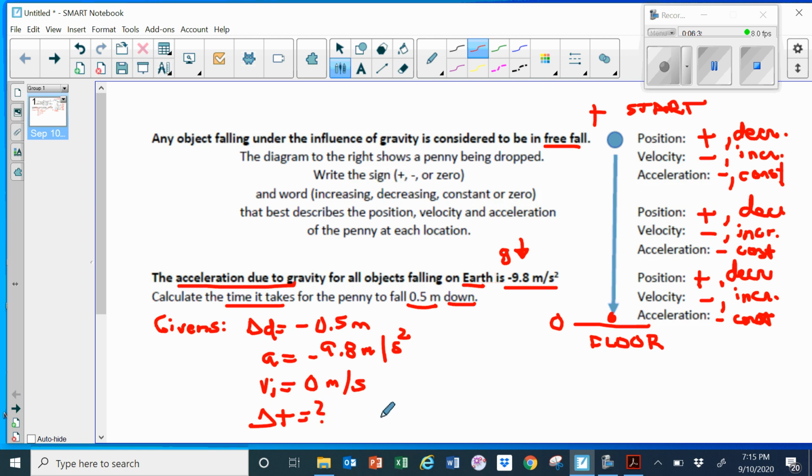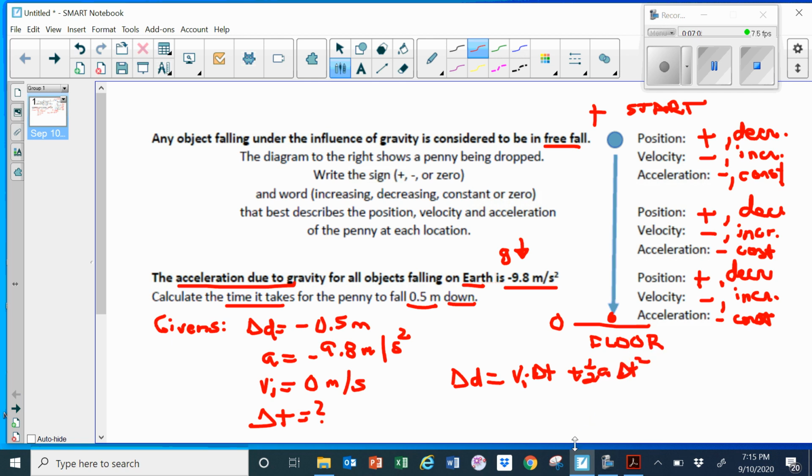Okay, so what am I going to use to solve this? Well, I've got 3 equations, and I want an equation that has these 4 variables but nothing else. There's one equation that does that, and that's the displacement equation. So it's displacement equals VI delta t plus 1/2 A delta t squared.